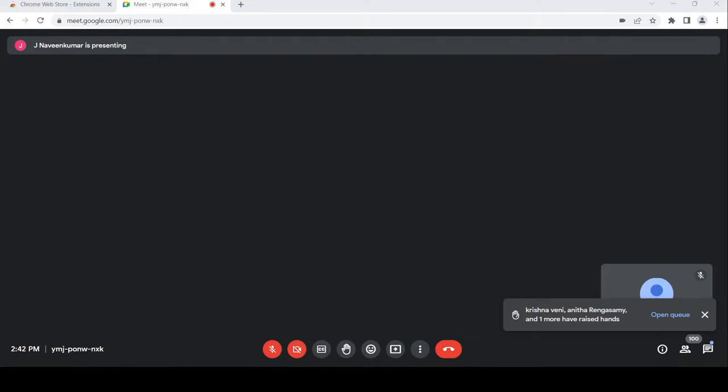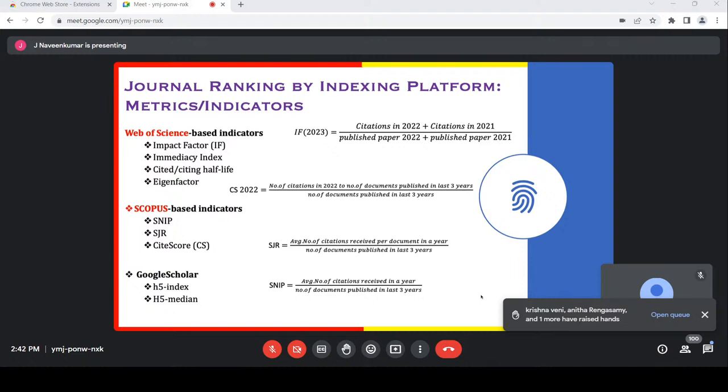Web of Science has 4, Scopus has 3, Google Scholar has 2. I have limited this to a very small number of metrics, but there are more metrics for journals, right? I can classify these metrics into 3 again: journal metrics, article metrics, and institutional metrics or author metrics. But since we are mostly talking about the ranking aspect, I have limited this to the most important metrics that are used for ranking journals.